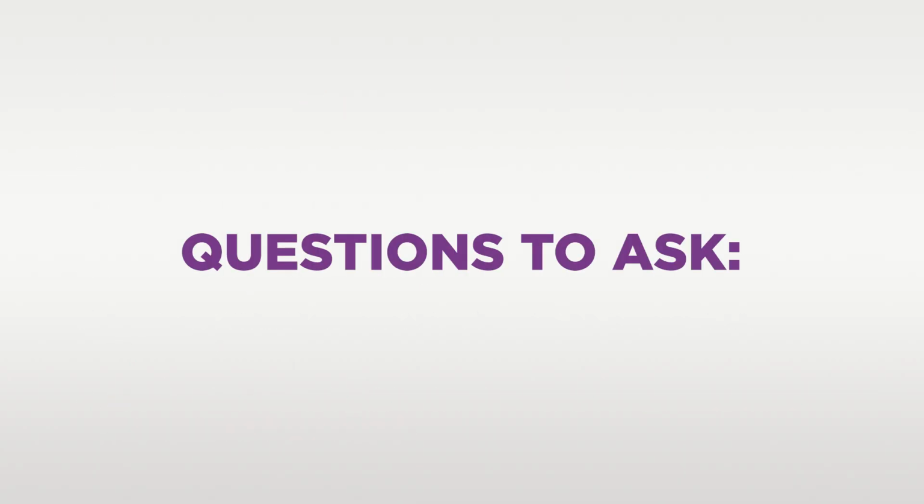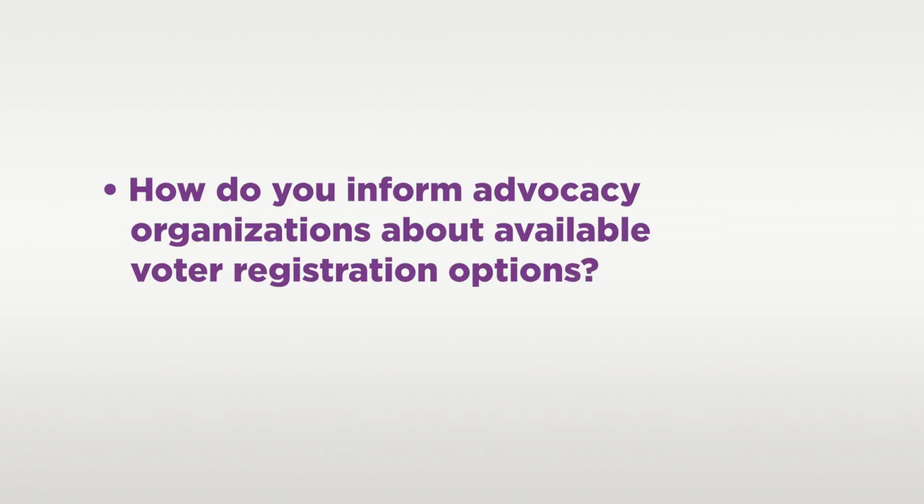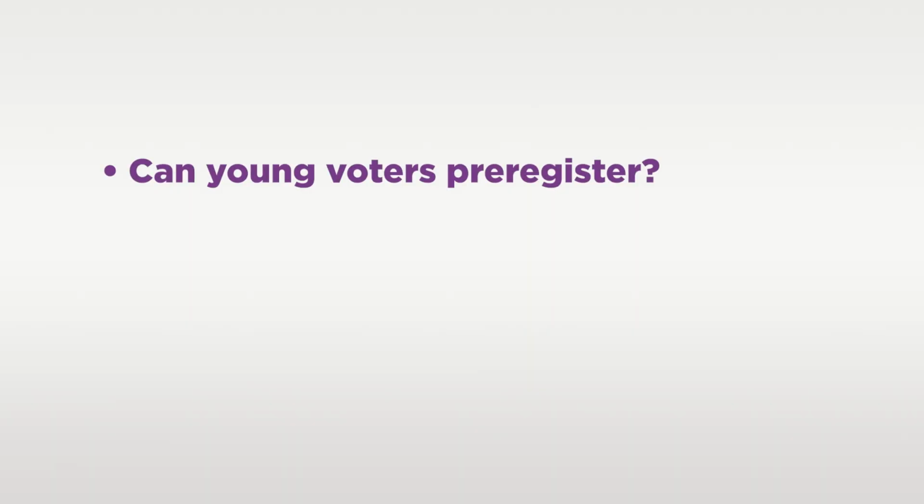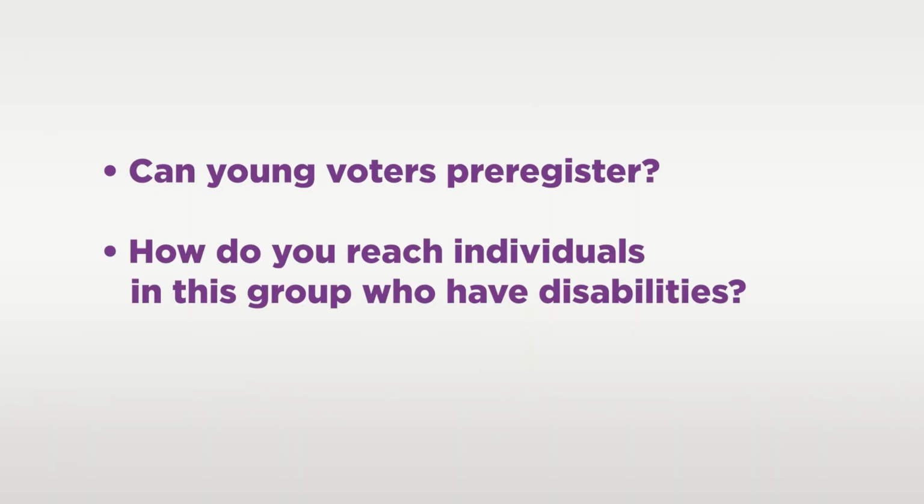Questions to ask. How do you inform community accessibility organizations about available voter registration options? What are the voter registration deadlines and how are they communicated? Can young voters pre-register? How do you reach individuals in this group who have disabilities?